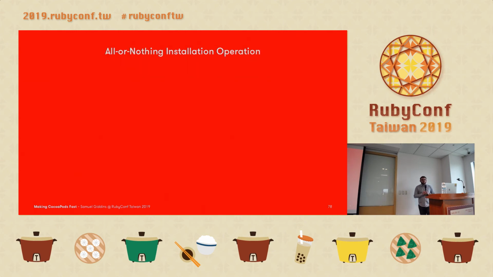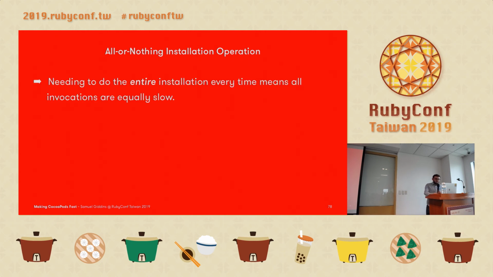There also, up until a couple months ago, was an all-or-nothing installation operation. So every time you ran pod install, it would go and recompute everything, even when nothing had changed. So you had to redo everything all the time, meaning that every invocation took the full minute and 30 seconds. Fortunately, one of my coworkers went and fixed this and implemented incremental installations, which has been super awesome. Now every time I run pod install, it's like 20 to 30 seconds, which is a lot better than a minute and a half. No time even to get coffee.